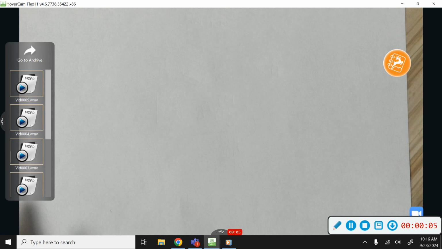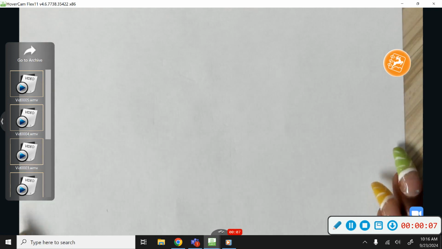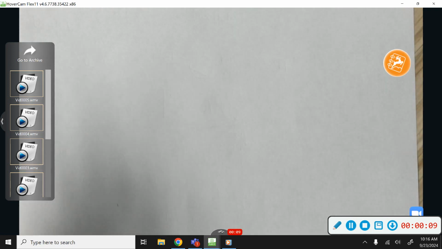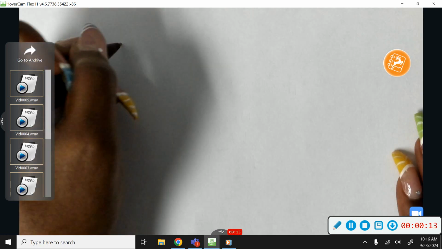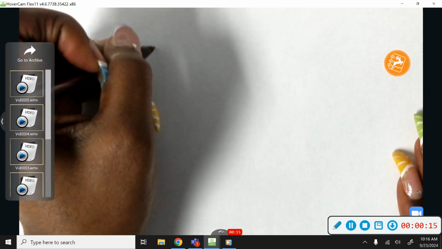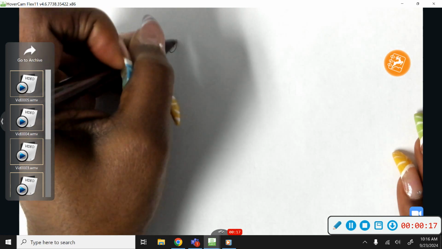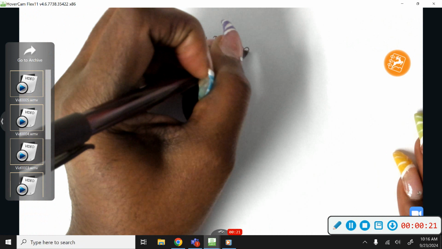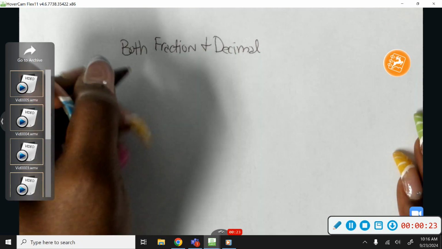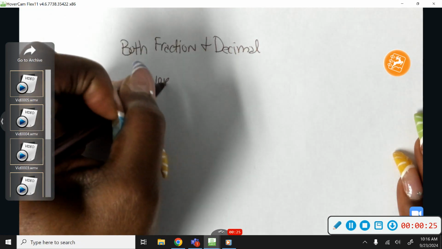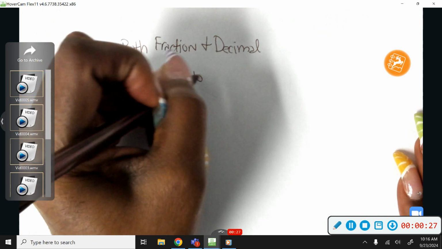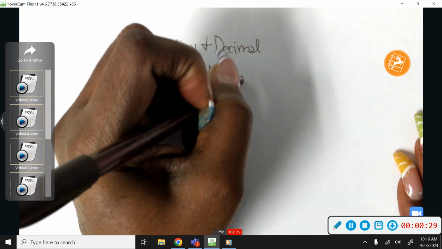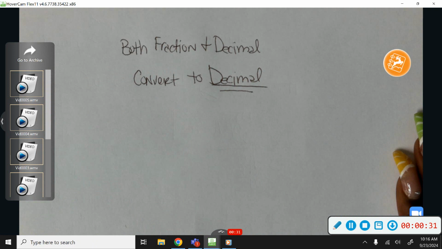Okay, so we have talked about how to compare fractions, and we have talked about how to compare decimals. Now, let's talk about how to compare both. So when we are comparing both fraction and decimal, we need to convert everything to a decimal. That is your most important part.